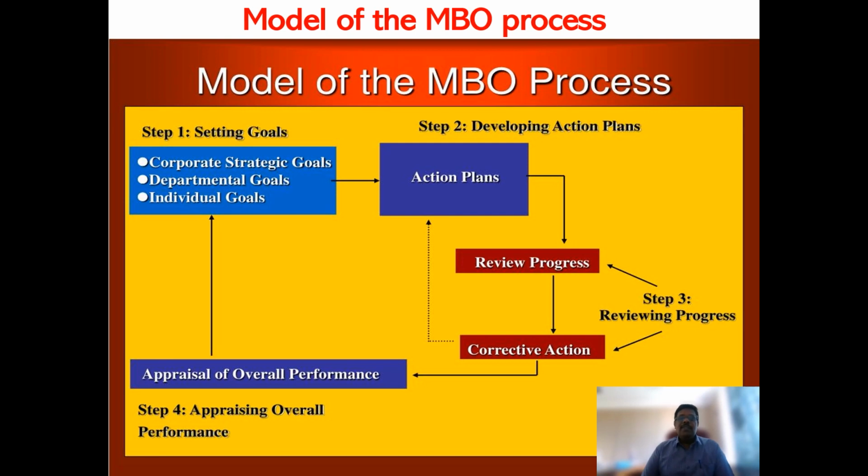So, developing the action plan. The action plan includes how we can reach the goals, for which they will prepare some decision making and some plans. The third step is reviewing progress, which includes reviewing progress and corrective action that reflect the action plan. The last one is appraising overall performance.